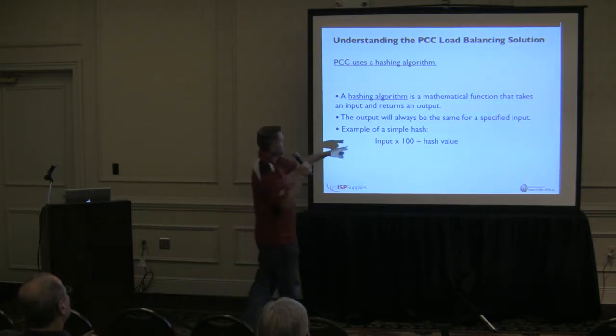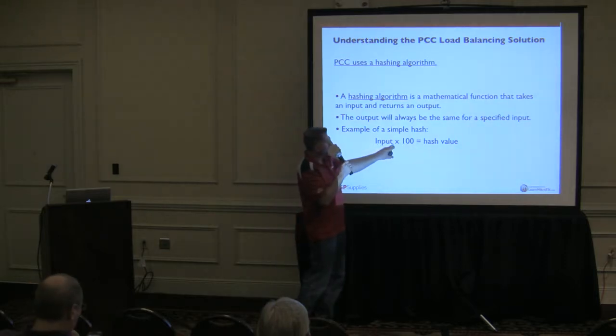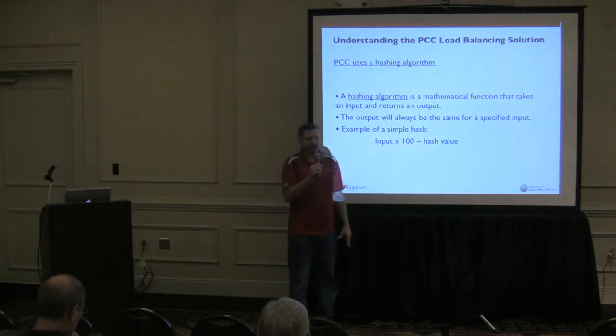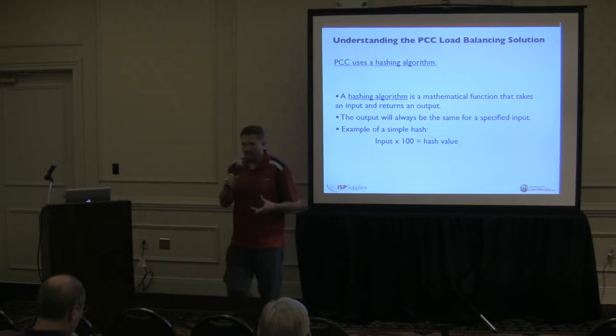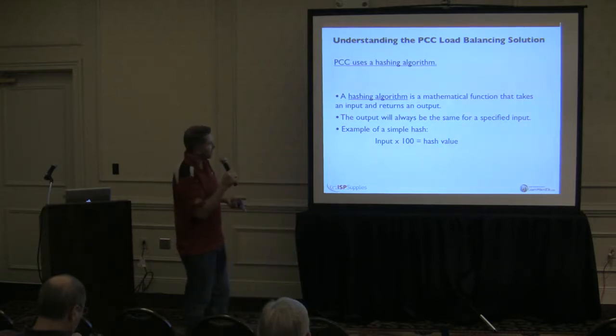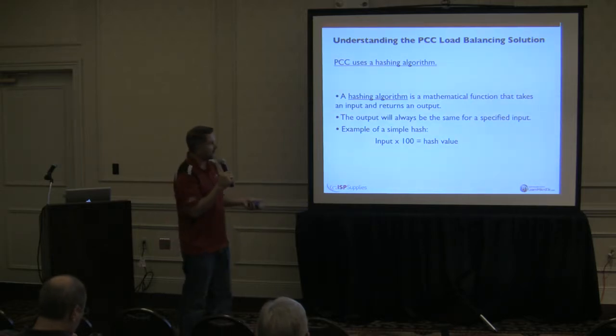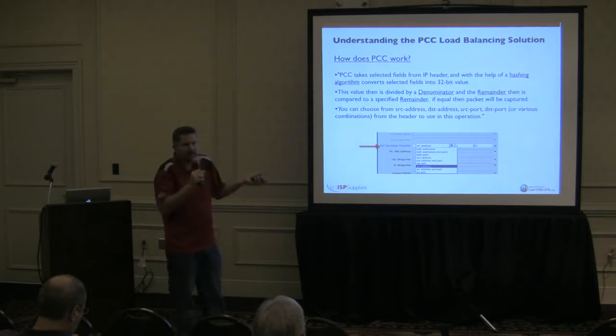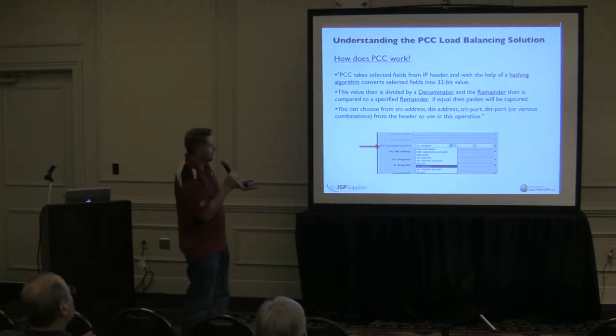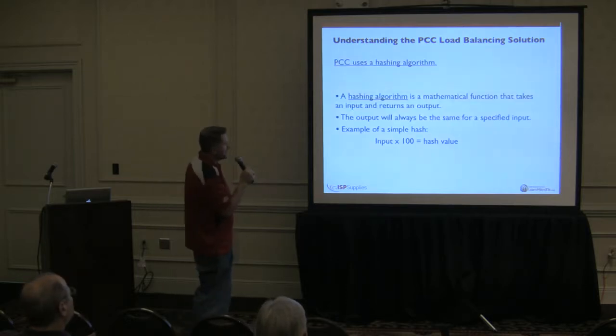So here's an example of a simple hash. Input times 100 equals some hash value. So if you put input of 1, you'll always get 100. If you put input of 5, you'll always get 500. So that's a very simple hash. What's the hash that RouterOS uses? I don't know, and I don't care because it doesn't really matter to me. But now at least I understand what it is.